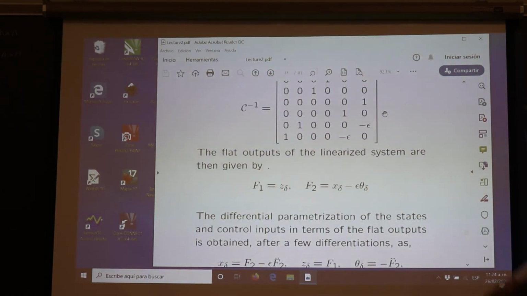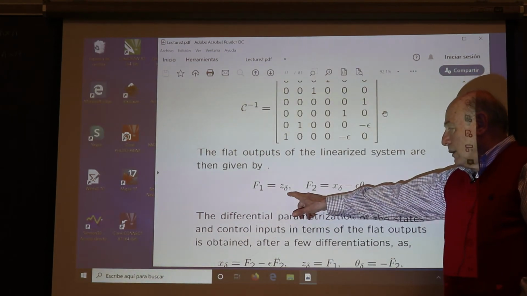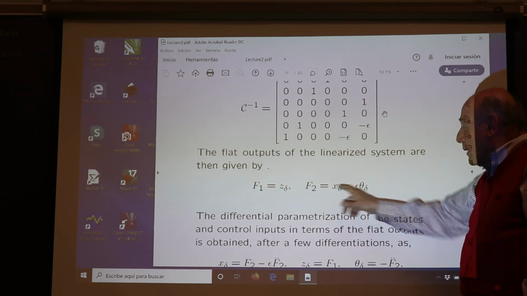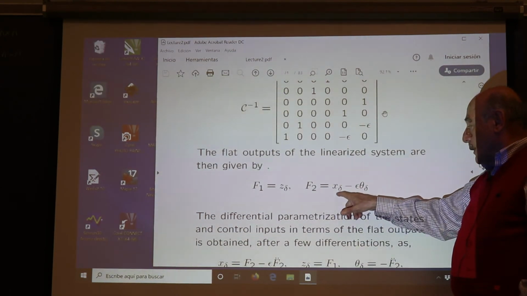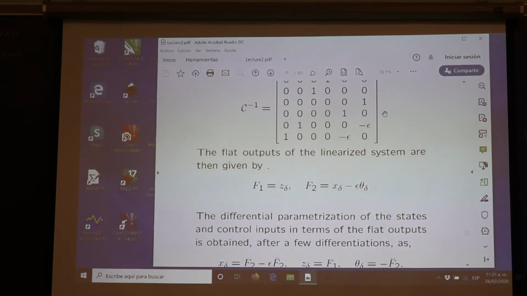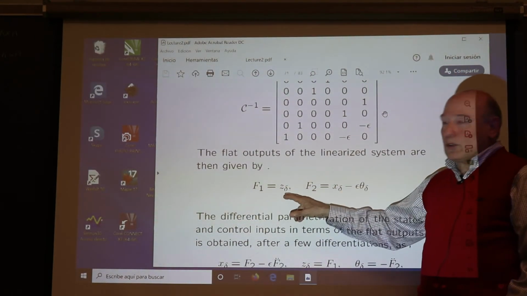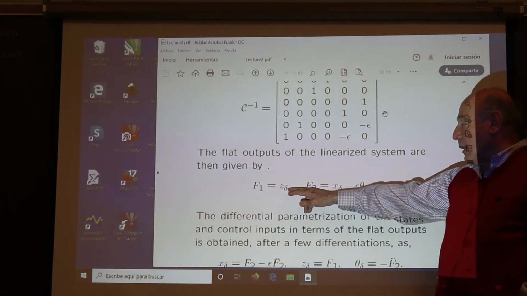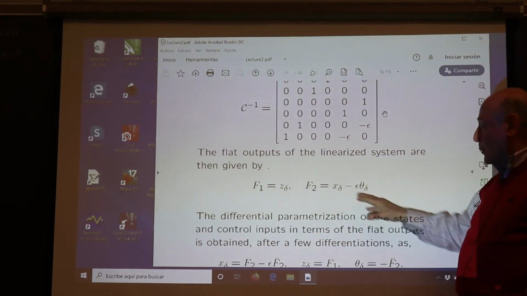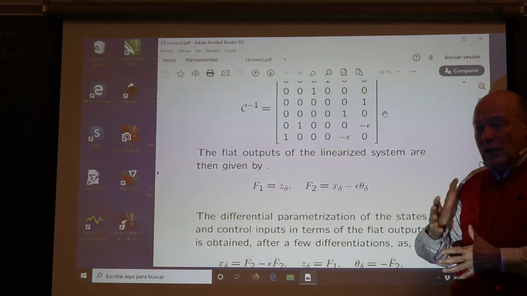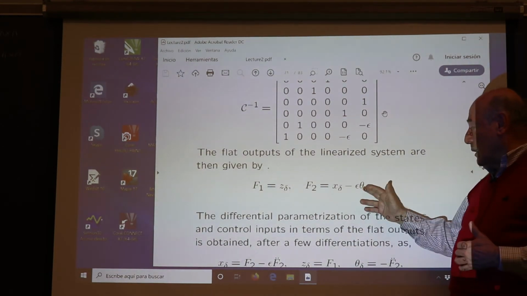And it turns out that the flat outputs are the vertical component of the motion and a combination of the horizontal displacement and the angle. That's very nice, because with this flat output I will control the height, the vertical coordinate of the airplane, and with this other flat output I am controlling a combination of X and theta.